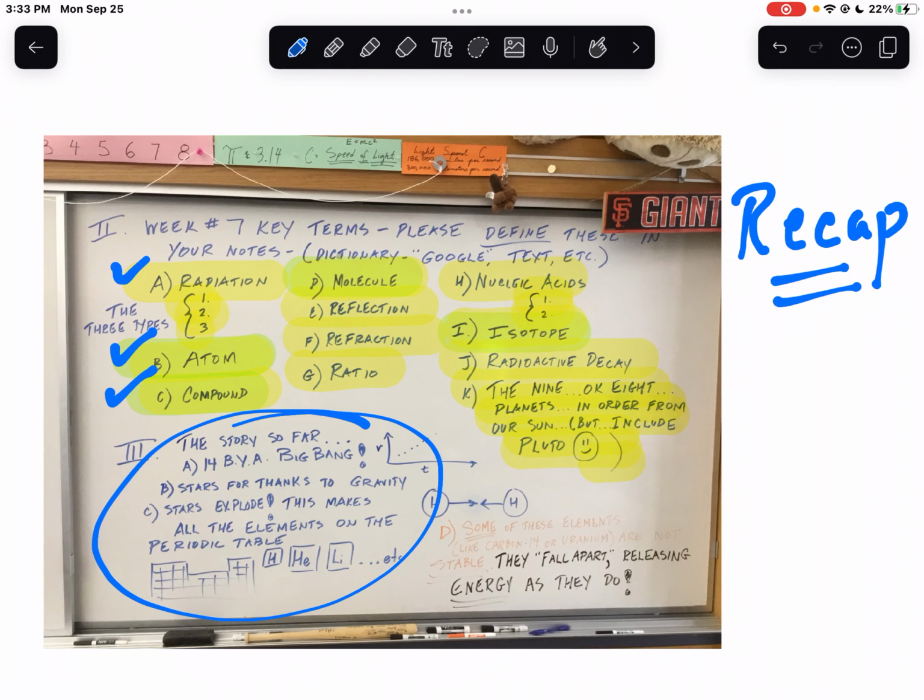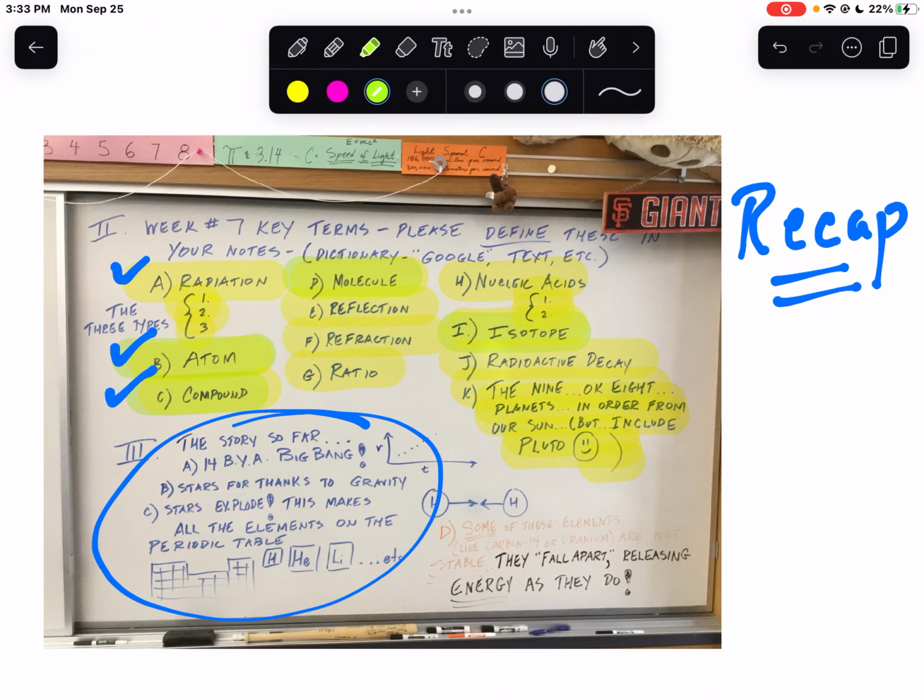Remember, we started this year. Again, let's see if I can pull up the highlighting tool. We've started this year talking about 14 billion years ago in the Big Bang. How did we know that? Well, that led us into talking a little bit about independent and dependent variables.